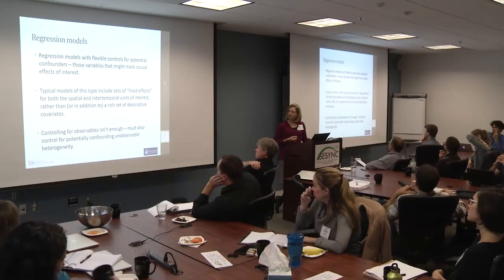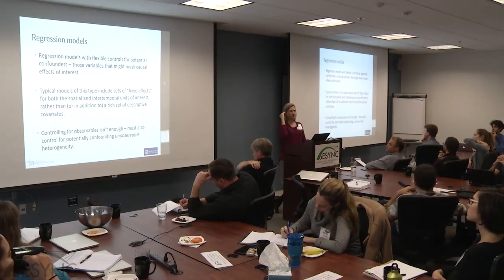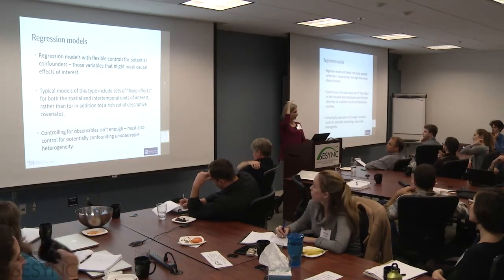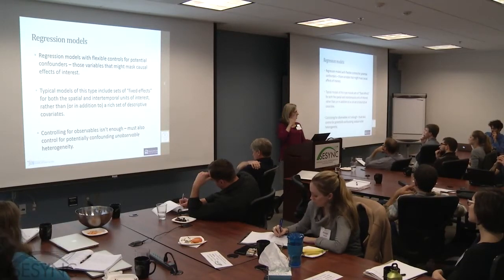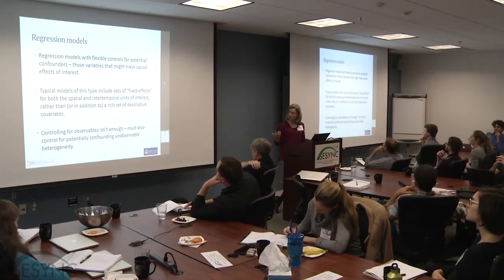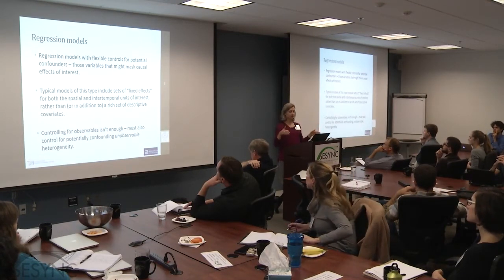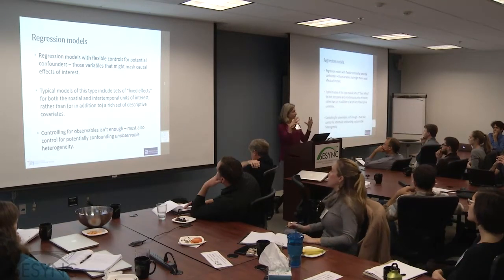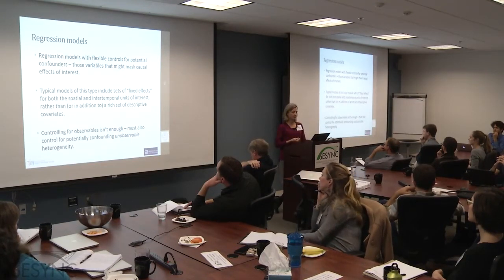And so typical models of this type would include sets of what we'll call fixed effects. Think about it as a standardized intercept for every household, for every year, for every firm, whatever it is, whatever is the spatial and intertemporal source of variation in my data. And then I could add to that a rich set of descriptive covariates, or sometimes I only see the simple sets of fixed effects, essentially bunches of dummy variables that I'm using to sweep out all of this potentially confounding variation.